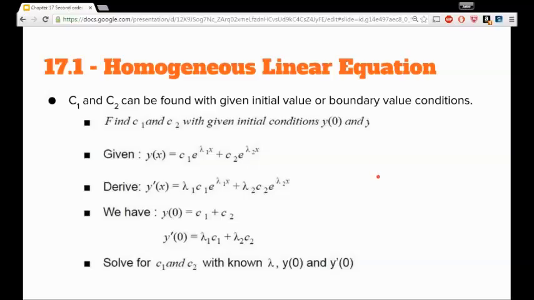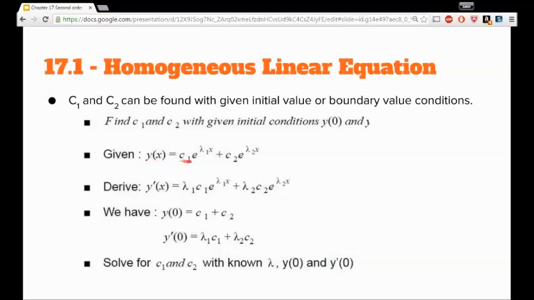And in order to find c1 and c2, we rely on the initial value and boundary value conditions, which means the problem would give you either an initial value or a boundary value along with the equation that's given. So in this case, we will look at the initial value conditions.